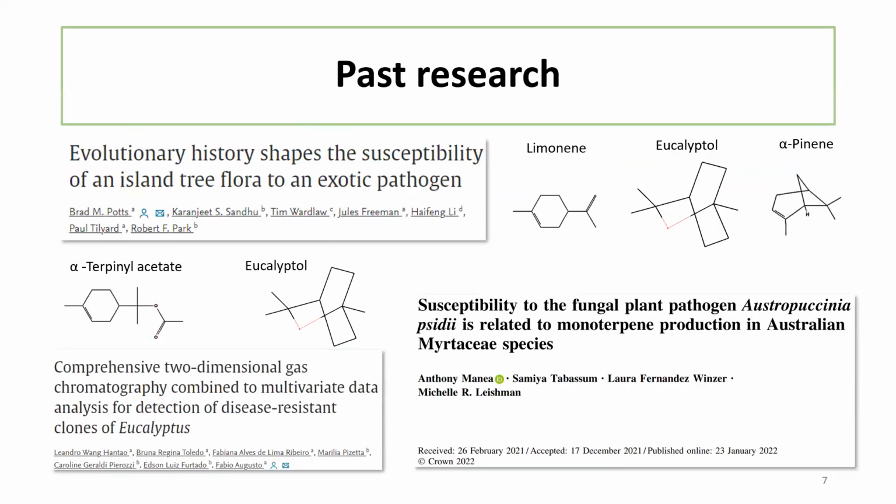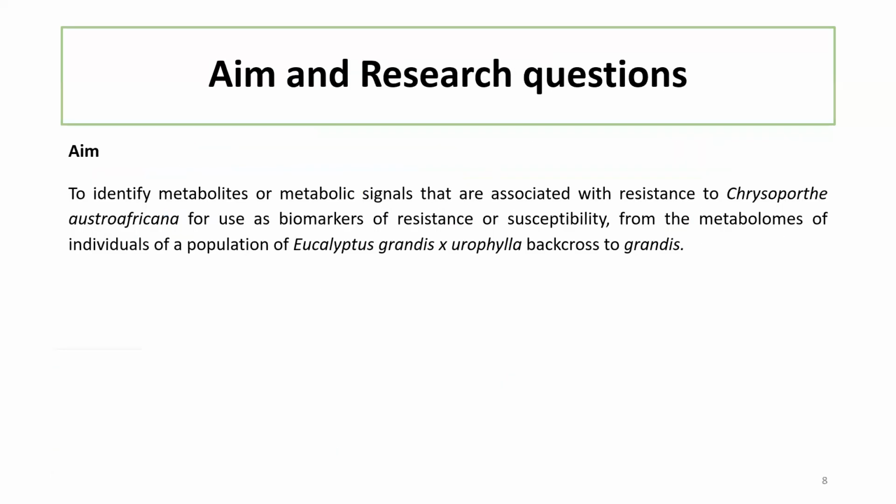But outside of our group, similar studies have been done on trees in the same family and other eucalyptus trees as well, and also finding evidence of some of these terpenoids being important for resistance to either fungal pathogens, but also insect pathogens. So this brings me to the aim.